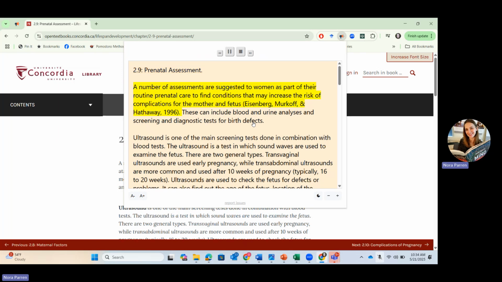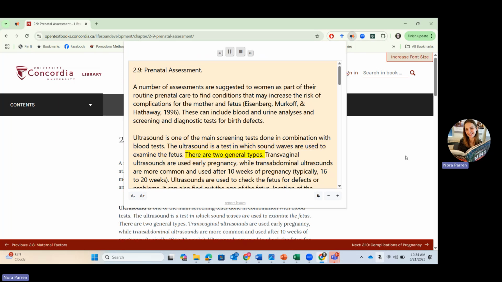Prenatal Assessment. A number of assessments are suggested to women as part of their routine prenatal care to find conditions that may increase the risk of complications for the mother and fetus (Eisenberg, Murkoff, and Hathaway, 1996). These can include blood and urine analyses and screening and diagnostic tests for birth defects. Ultrasound is one of the main screening tests done in combination with blood tests. The ultrasound is a test in which sound waves are used to examine the fetus.